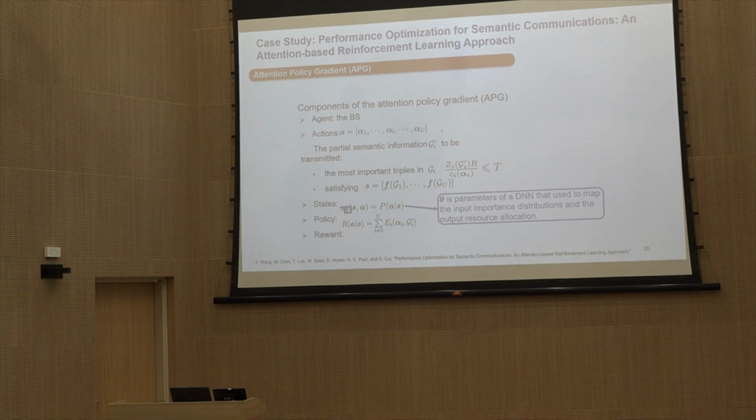We apply the attention policy gradient algorithm. So the components of the attention policy gradient include the agent, which is the base station, and the action, which includes the semantic information to be transmitted. The partial semantic information to be transmitted depends on the constraint of the delay threshold and the semantic information requirement. So here we define theta, which is the parameter of a deep neural network to map the input importance distribution to the output resource allocation.